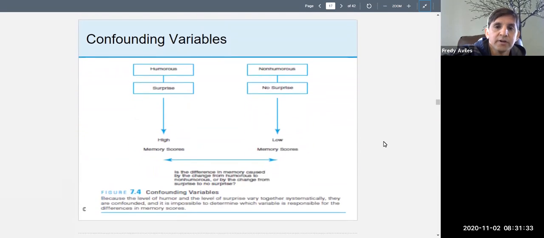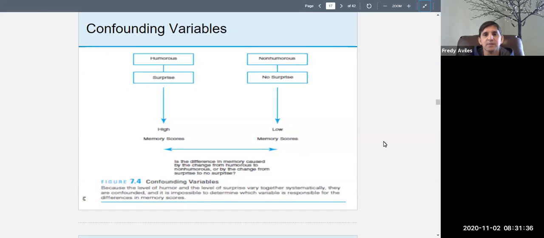So here's what we're looking at over here. A possible confounding variable. So you have humorous sentences on the left. Something that is humorous is also surprising, and that causes high memory scores. And then on the right, you have things that are non-humorous, which also happen to be not surprising, and they cause low memory scores. So what's actually causing the memory scores that we see? Is it humor or is it surprise? Is it the difference in humor or a difference in surprise? See, we don't know. That's a confounding variable. Surprise is a potentially confounding variable.